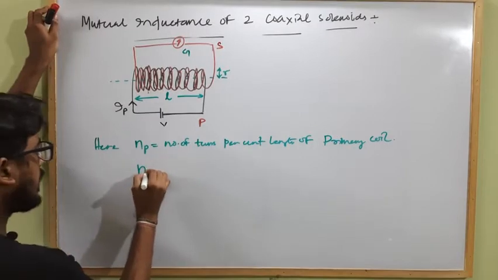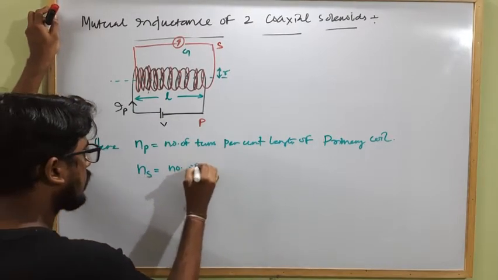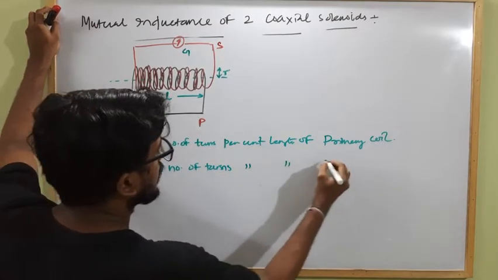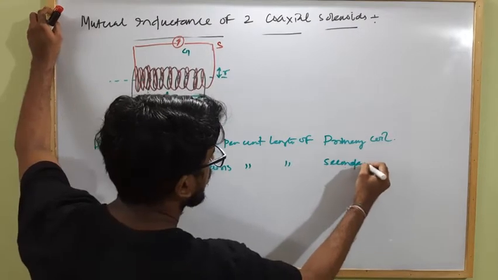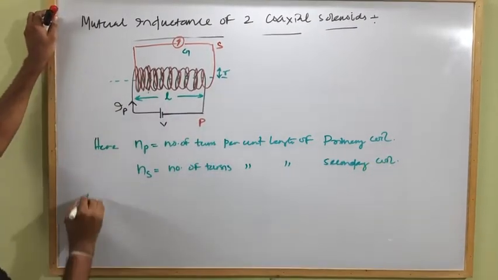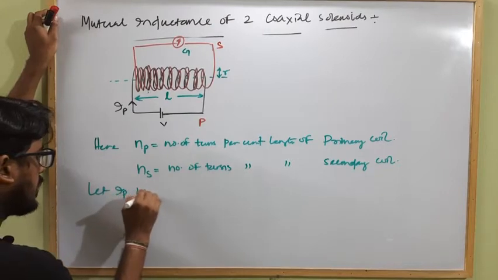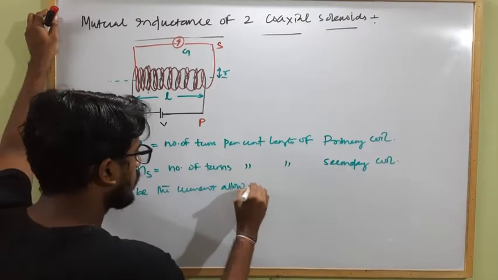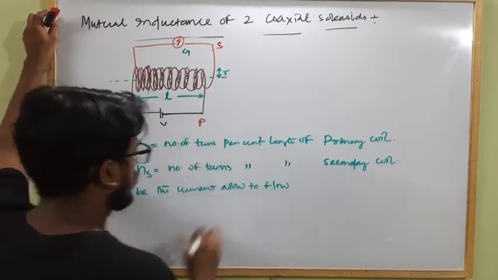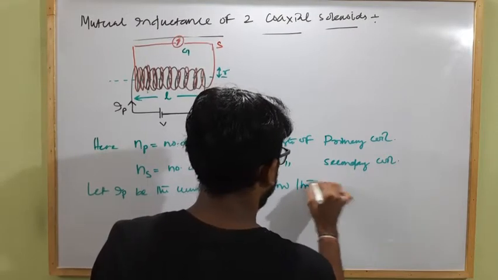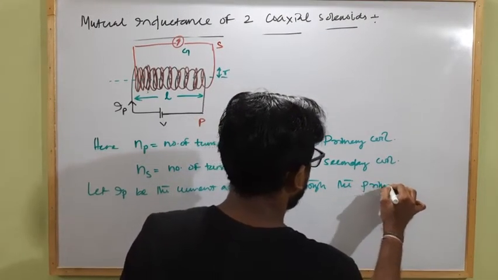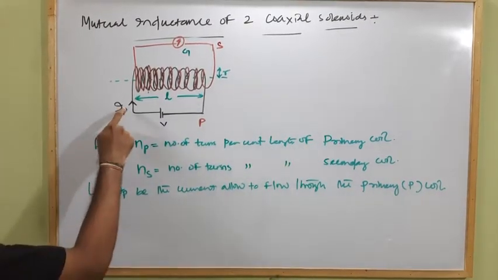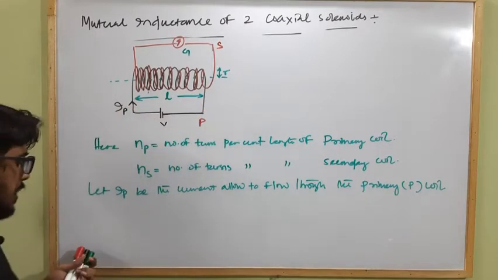Clear? And NS equal to number of turns per unit length of secondary coil. Clear? Let IP be the current allowed to flow through the primary coil, denoted by P. Clear? IP be the amount of current which is allowed to flow through the primary coil P.